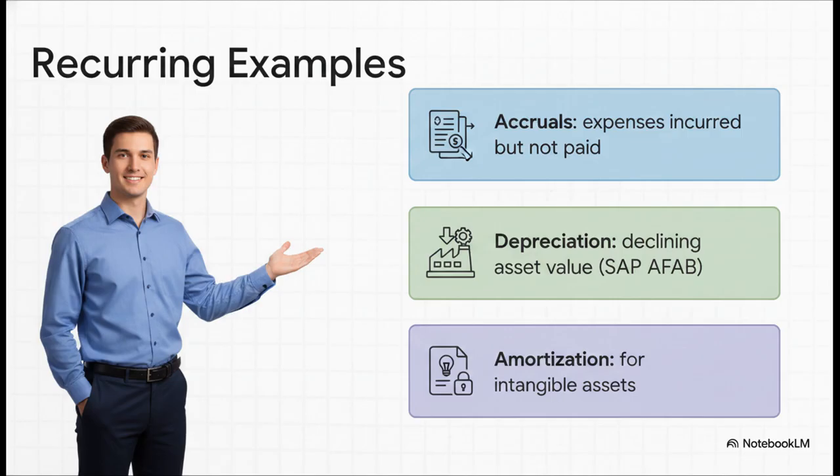In major ERP systems like SAP, an analyst might fire up T-code AFAB to automatically process this recurring monthly depreciation expense. Oh, and amortization functions very similarly, just for intangible assets. The main theme here is that they're all highly predictable.